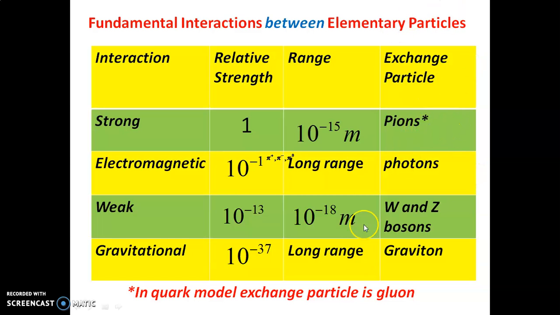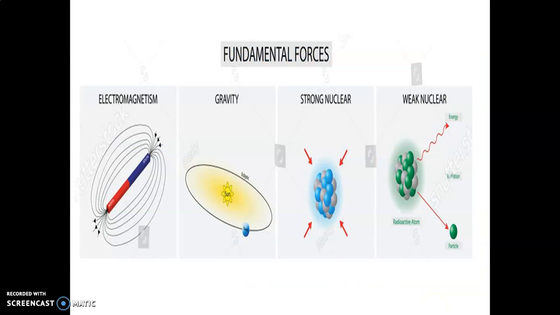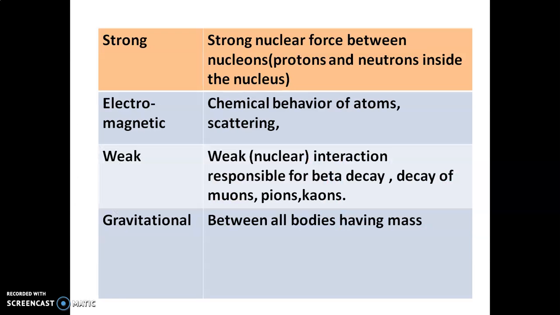But after the quark, in the quark model, the exchange particle is a different type of exchange particle. It's called the gluon, which we will come to know in a few moments. See the fundamental forces. This is a diagram depicting the four types of fundamental forces. Then strong has got these qualities. Please note down these things. I am not going to explain this.